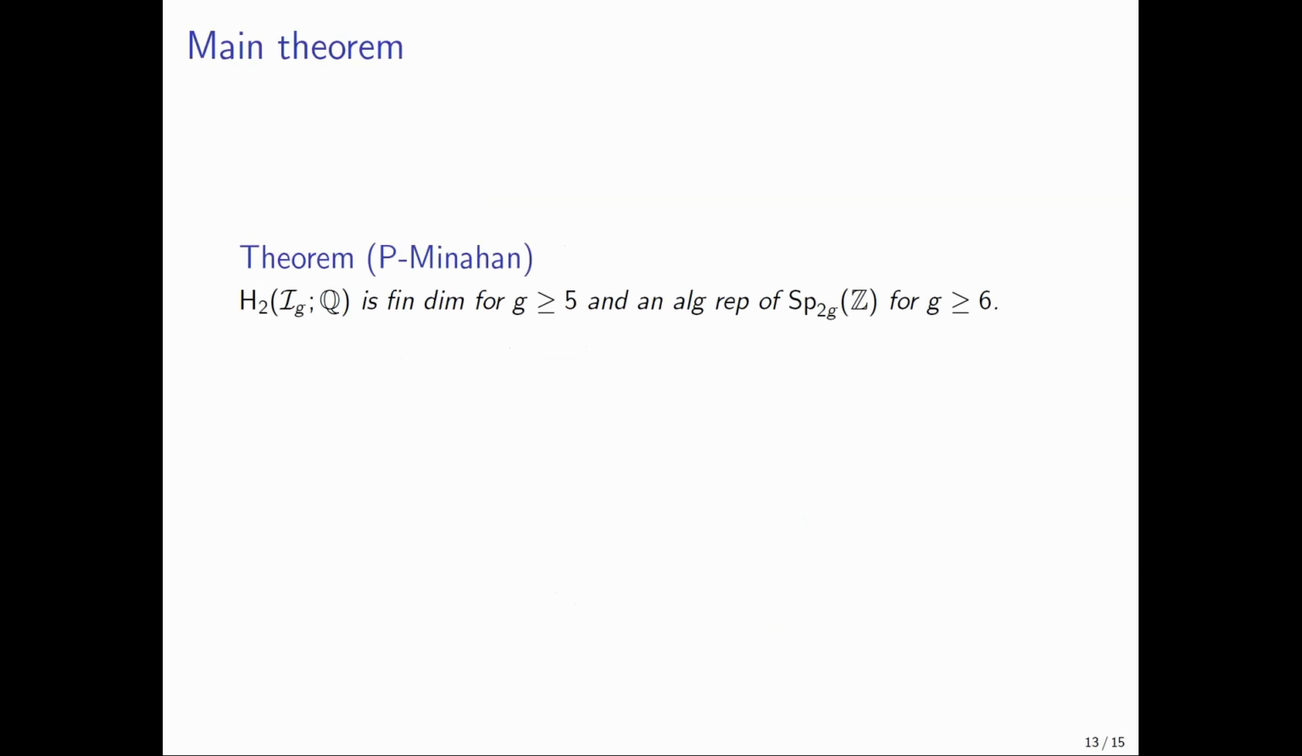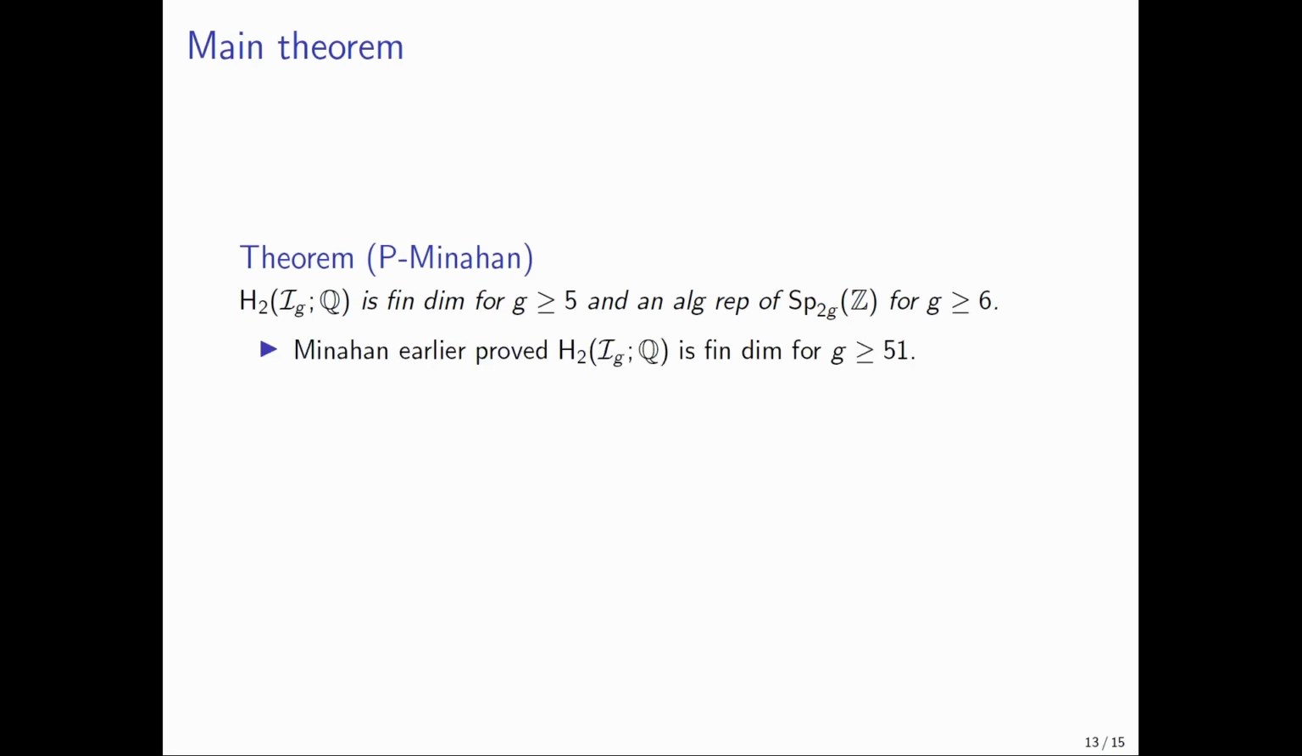So this is my theorem, as I want to talk about in the last little bit of time. H2 of the Torelli group. This is with Dan Minahan. H2 of the Torelli group with Q coefficients is finite-dimensional for genus at least 5, and an algebraic representation is selected for genus at least 6. So this is the first actual progress on that conjecture since Johnson's work in the 80s.